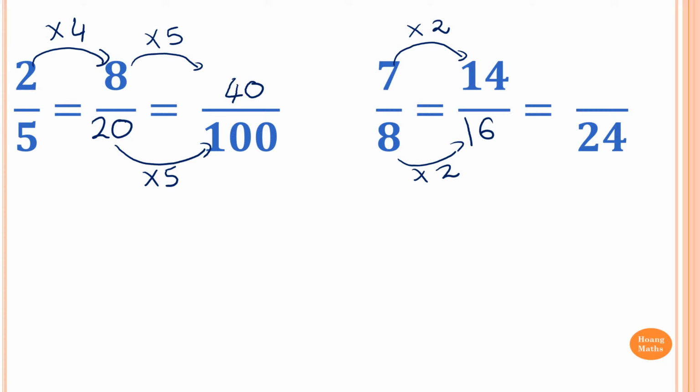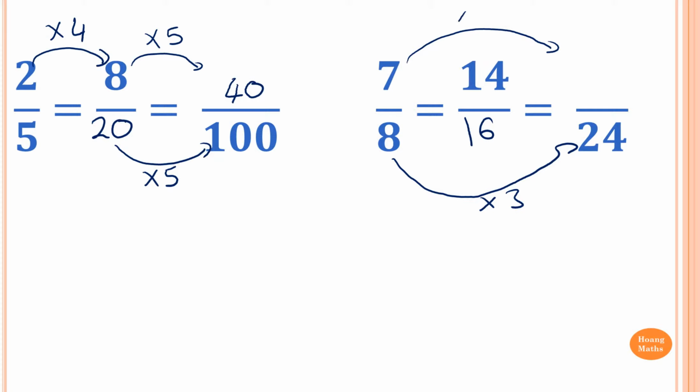And to get to 24, from 16 to 24 is too hard because it's a fraction. So what we do, we just use 8 to 24. So from 8 to 24, we times this by 3, because 3 times 8 is 24. So therefore, from 7 to this number we times this by 3 as well. So 3 times 7 is 21.